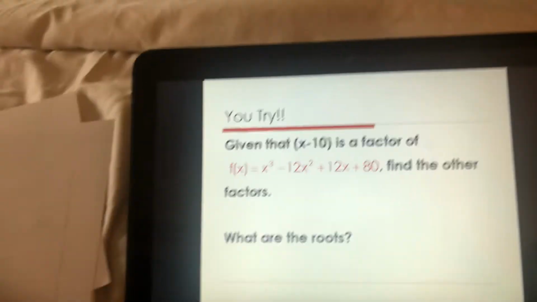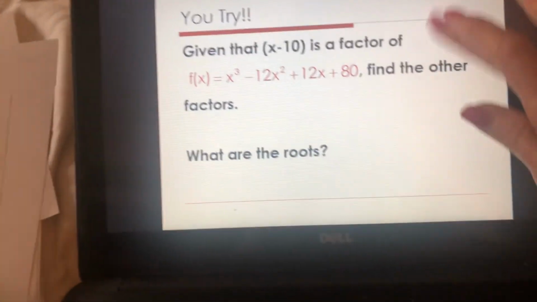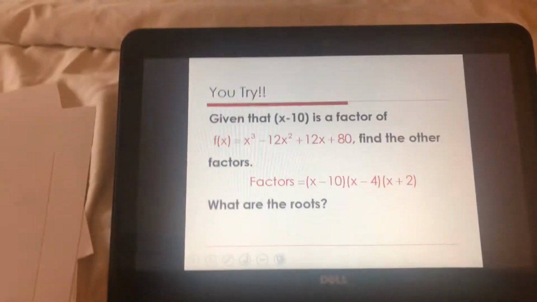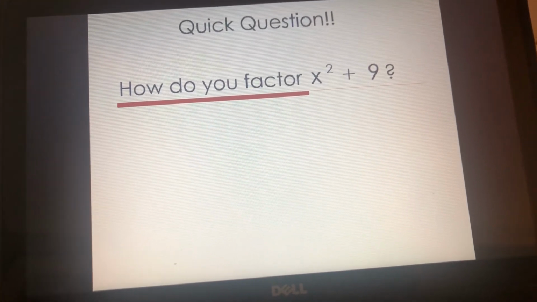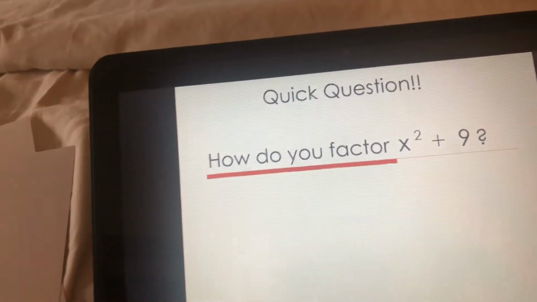Okay, so let's see what we have left on this PowerPoint. We have to be getting close to the end of it here. So there we go. There's our factors. There's our roots. Now, how do we factor x squared plus 9?